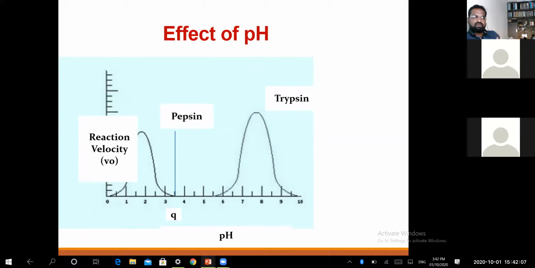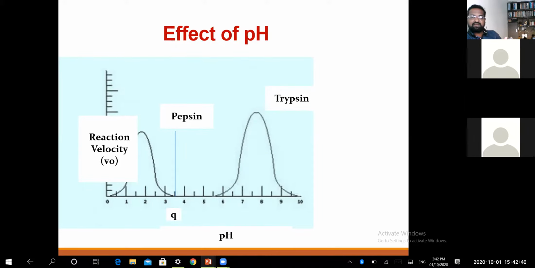You cannot universally say that this temperature is the optimum temperature for all the enzymes, or this pH is the optimum pH for all the enzymes. For example, if you take the mesophilic enzymes, you will find that their optimum temperature is usually between 25 to 35 degrees centigrade. For a psychrophilic bacteria, the optimum temperature will be between 5 to 15 degrees centigrade. For a thermophile, the optimum temperature will be very, very high.